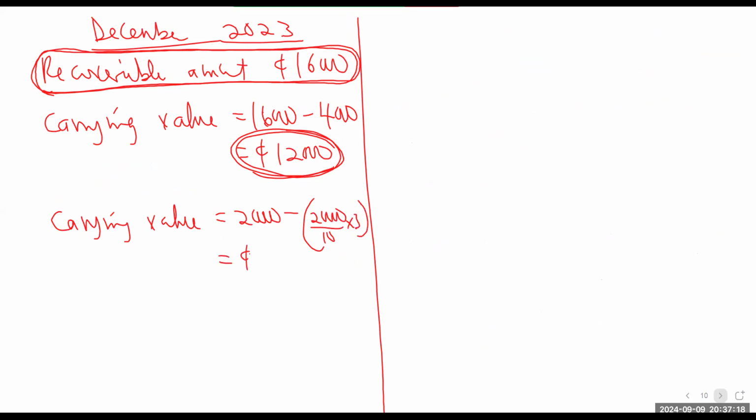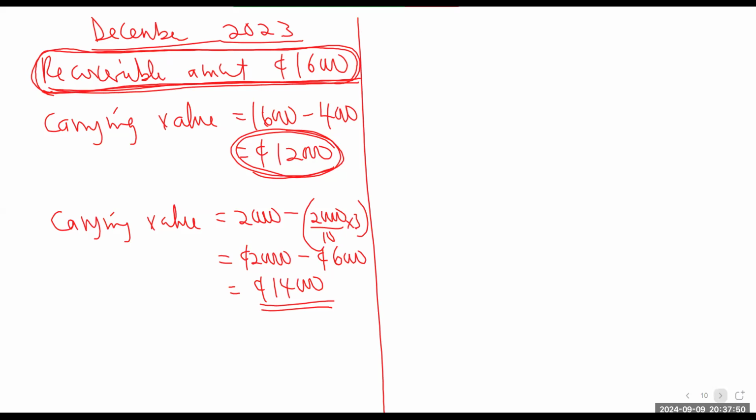That will give us 20,000 minus 6,000. Okay, that would have given us 14,000. So if the impairment has not happened, the carrying value of the asset should have been 14,000. What is the recoverable amount at this date? 16,000. So it means that the asset has not been impaired.